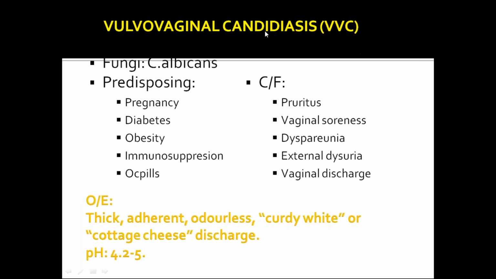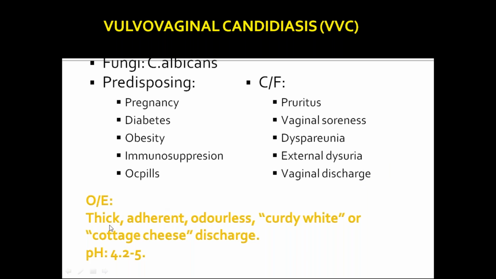Next, another type of infection, most commonly, is due to vulvovaginal candidiasis. Most common is Candida albicans, and there are predisposing factors, as all of you know: pregnancy, diabetes, obesity, immunosuppression. All these are factors responsible for Candida infection. And how does the patient present to you? There will be pruritus, soreness, dyspareunia, external dysuria, and vaginal discharge. Typically, the patient will be suffering.